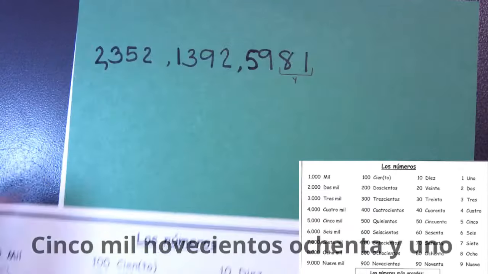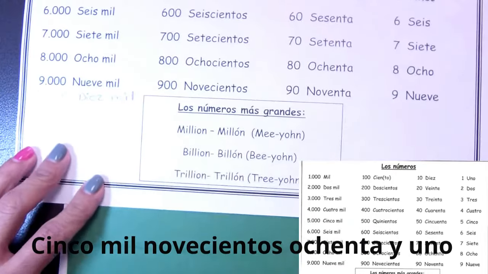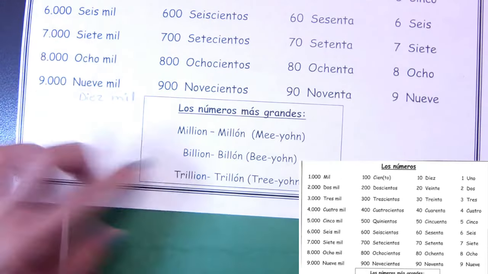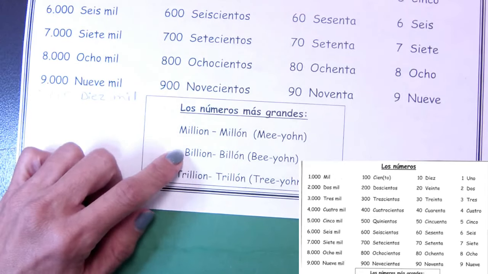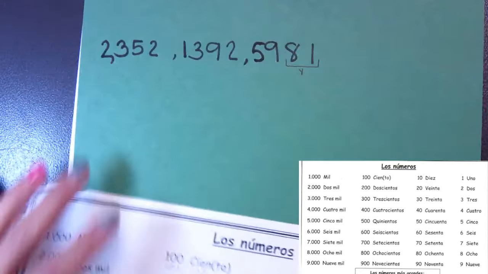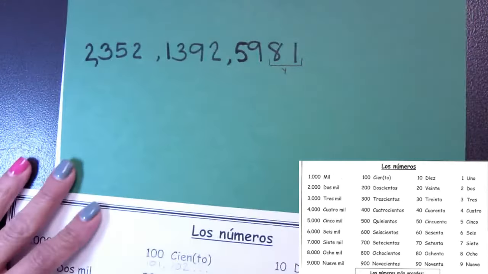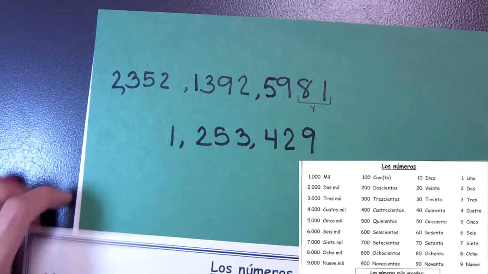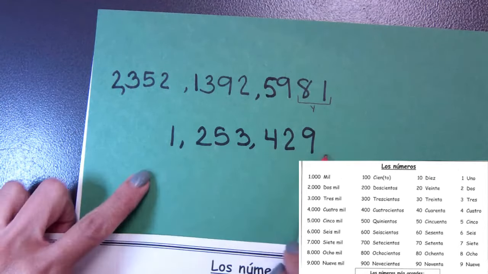Aquí sería 5,981. Now, we have millions, billions, and trillions. Millón, billón, trillón. Okay, vamos a hacer... okay. This number is a million because we have 1, 2, 3, 4, 5, 6 zeros next to the number 1, right? That's why it's a million.